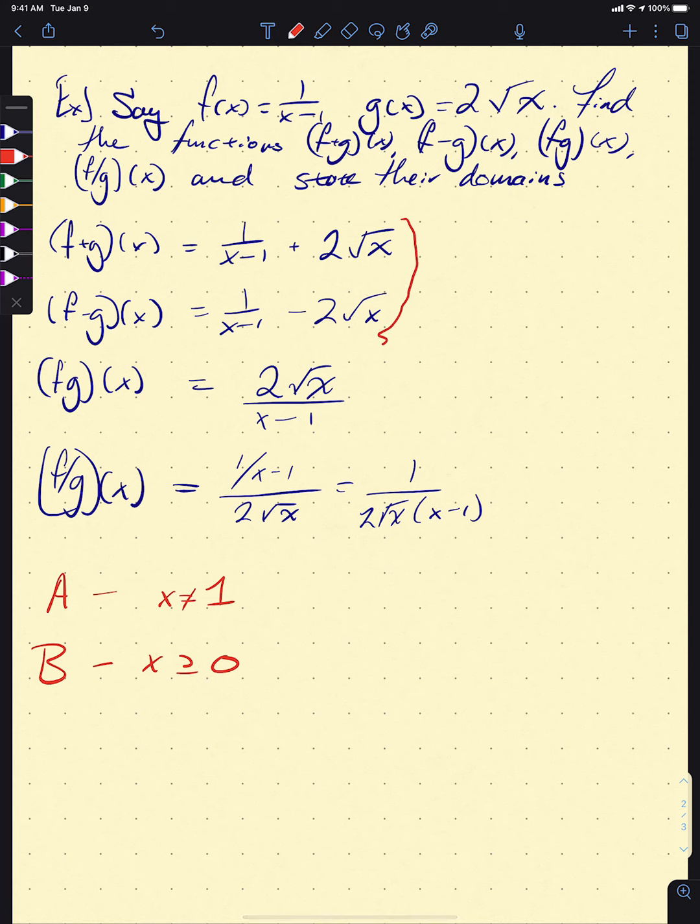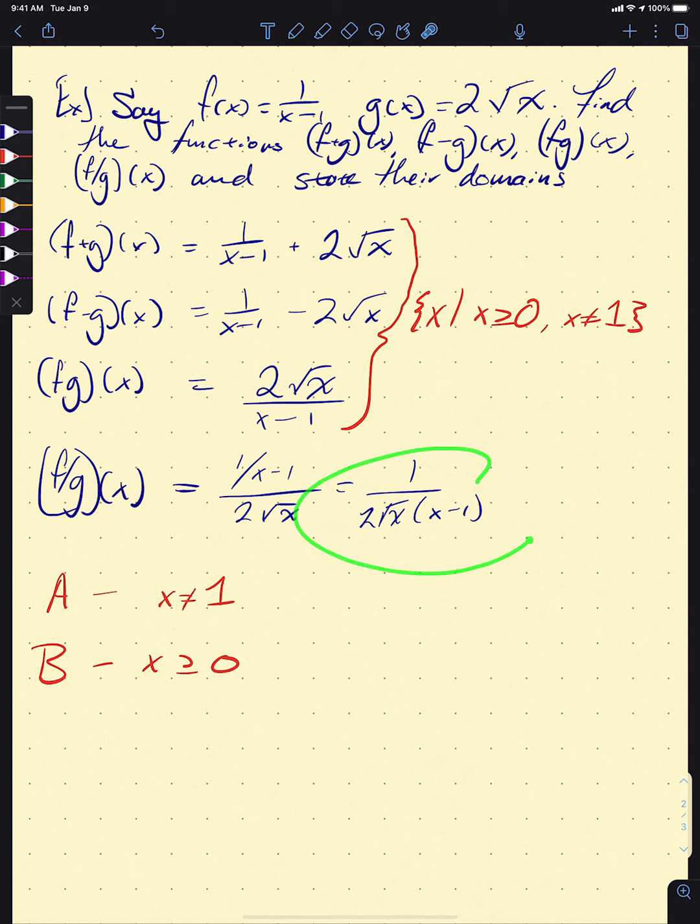So for these guys, what's our domain? Well, it's everywhere that both of these conditions hold, okay? So that would mean that we would need what? Well, we're probably going to have to write this as a set because it's a little bit more complicated. Since we're intersecting, we just need them both, right? So we have x is greater than or equal to 0. This comma can be our and, or you can just write the and: x does not equal 1.